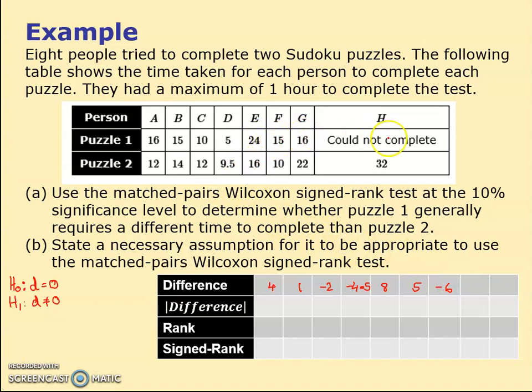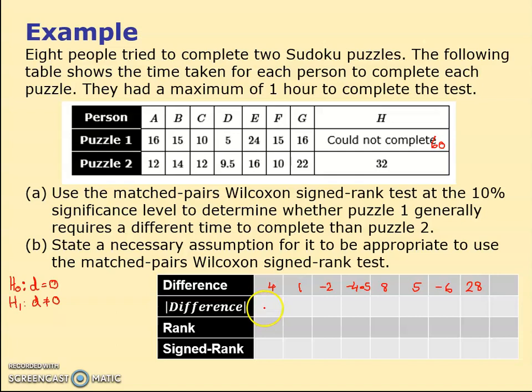And now this one he couldn't complete. He had a maximum of hours, so I'm going to pretend it is 60. And 60 take away 32, that was obviously the worst one, and that's the difference of 28. He did then complete on the next one.